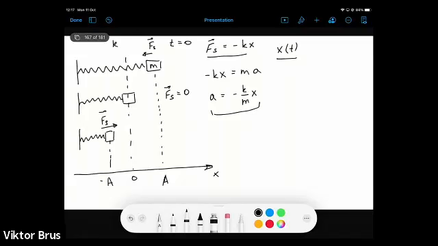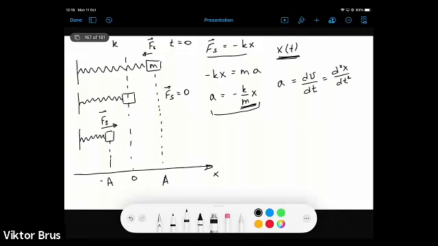So let us recall that acceleration is equal to the first derivative of velocity over time. But as you see, we have here x on the right side of this equation, and we want to know x as a function of time. So we need to make one step further and express acceleration as a second derivative of position over time.